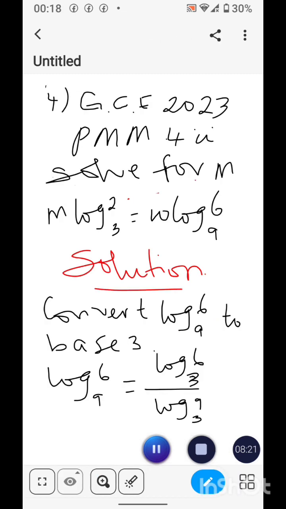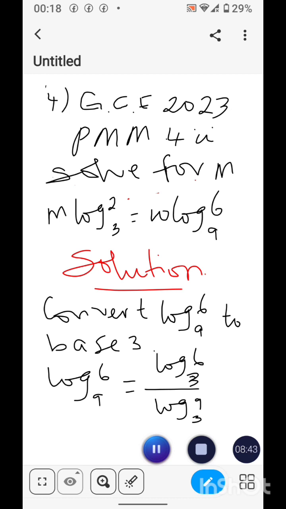Okay, we have the fourth question to practice with, the GCE 2023 in pure maths with mechanics. Question 4, Roman 2. Solve for m in the equation m log 2 base 3 is equal to 10 log 6 base 9.